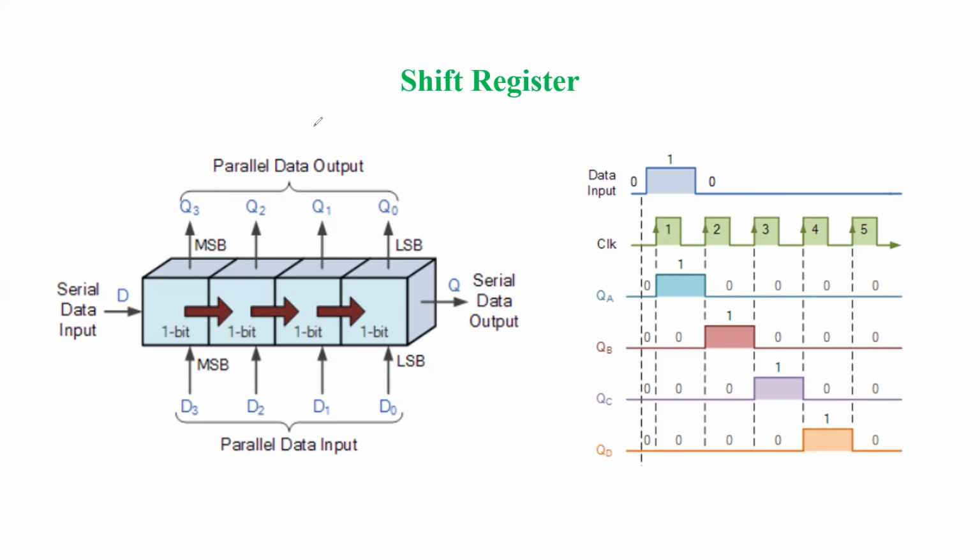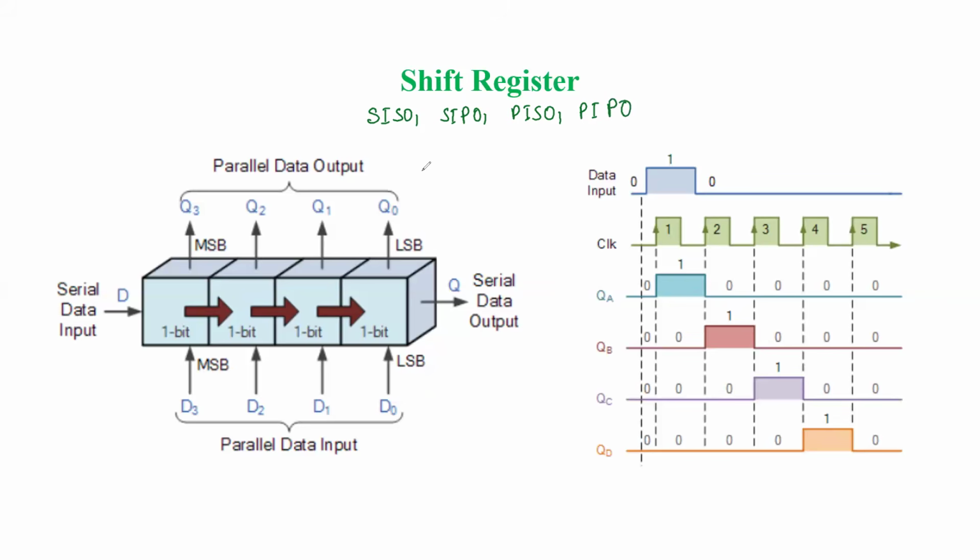So here we are going to see normal shift registers, and we have four different types of shift register that we are going to see. First one is serial in, serial out. Then we have serial in, parallel out. Again we have parallel in, serial out. Then we have parallel in, parallel out.